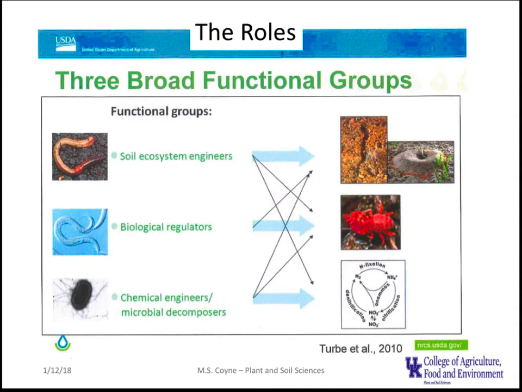So who's doing what in the soil environment? We basically divide our organisms into three major groups. We have our soil ecosystem engineers. These are the big people. We have our biological regulators. These are middlemen doing lots of transformation. And then we have our chemical engineers and microbial decomposers. They're not completely mutually exclusive in terms of what they do, but they essentially have functionally different roles in terms of how important and what they do in the soil environment.